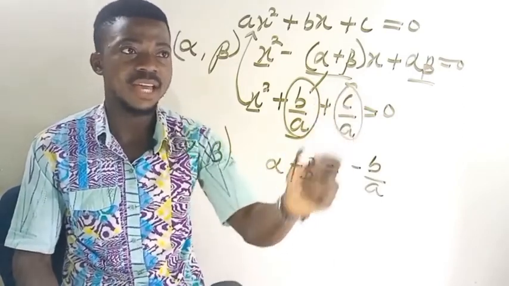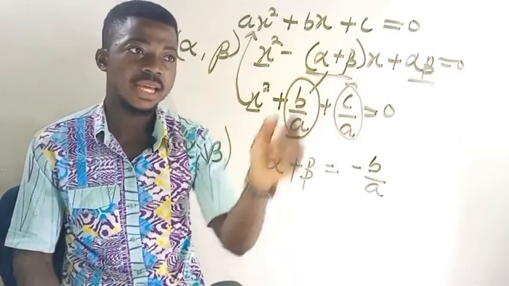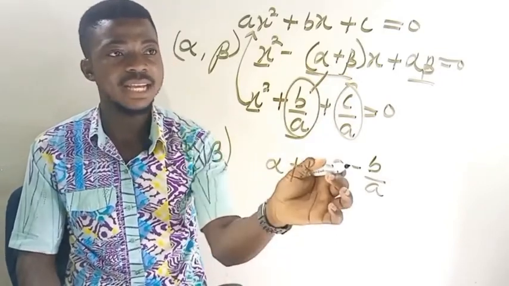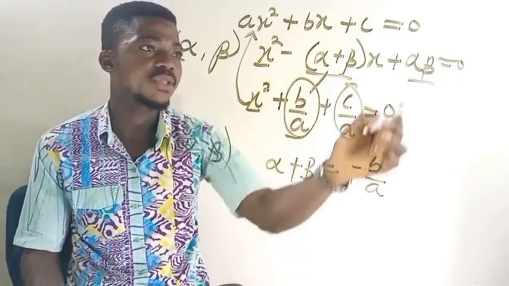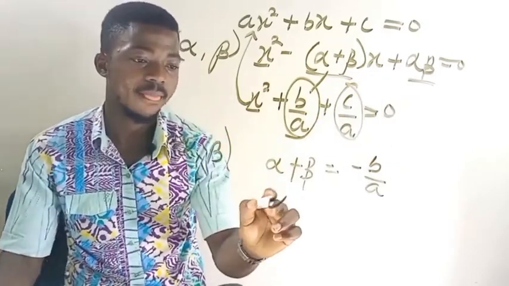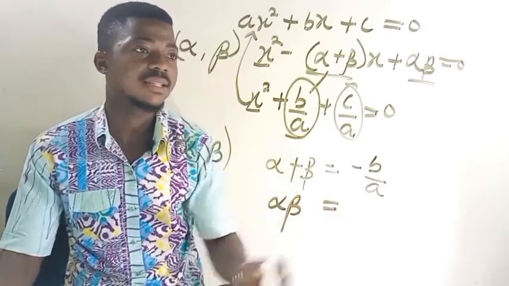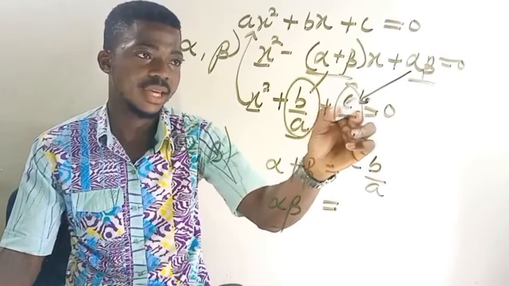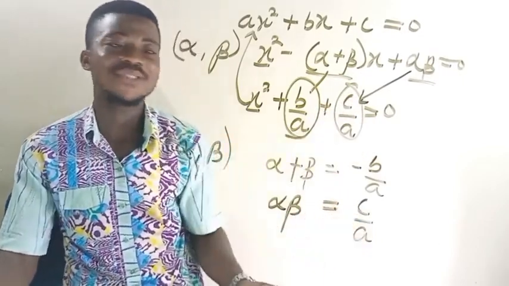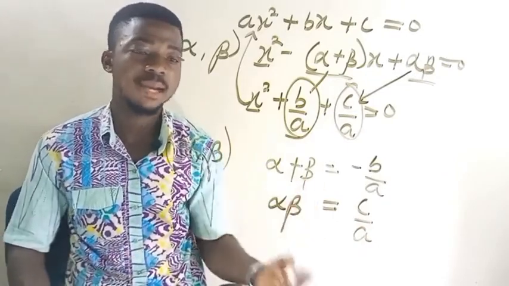Like I extrapolated here, you can see that alpha plus beta corresponds with this. B over a is the same as the sum of the roots, but I added negative because it's negative. Then we come to the product of the roots. So you have alpha beta. The product of the roots is the same as this one, c over a, which gives you the product of the roots. So that's how you find the sum and the product of the roots.